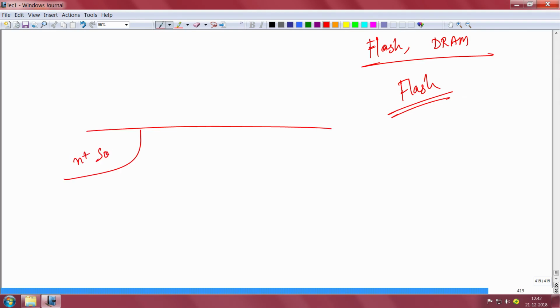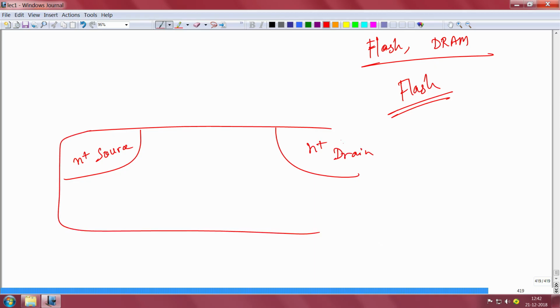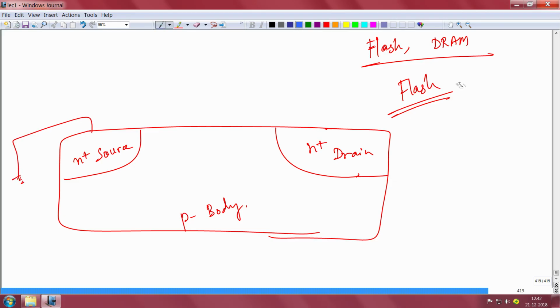You actually have an N plus source, and you actually have an N plus drain, which is just like the silicon MOSFET or MOS capacitor that you have studied, and it's a p-type body, which is very similar. And then of course you are making a contact here to the ground. Over here I am talking about how a flash works, the simple architecture of how a flash works.